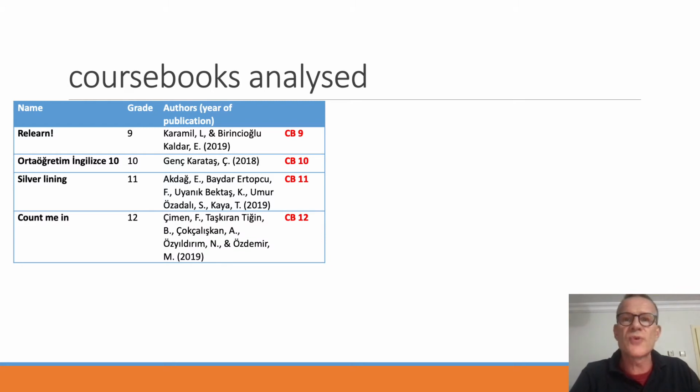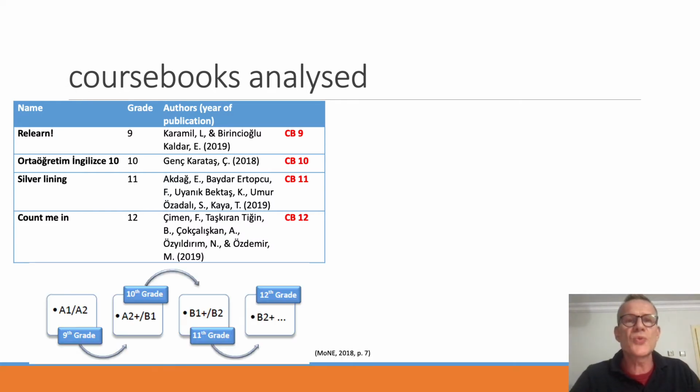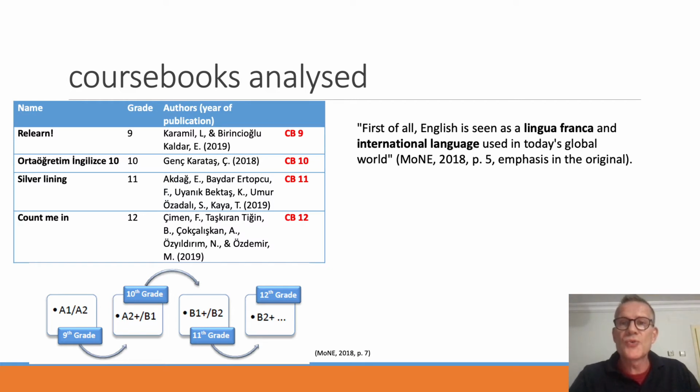And here you find all the information for our convention. I will refer to them as course book 9, 10, 11, 12. So these course books are approved by the Ministry of National Education. That is, they stick to the proficiency levels foreseen for each grade, and they have to stick to this formulation from the curriculum. First of all, English is seen as a lingua franca and international language used in today's global world. So, my aim was to see, do the course books meet these criteria?